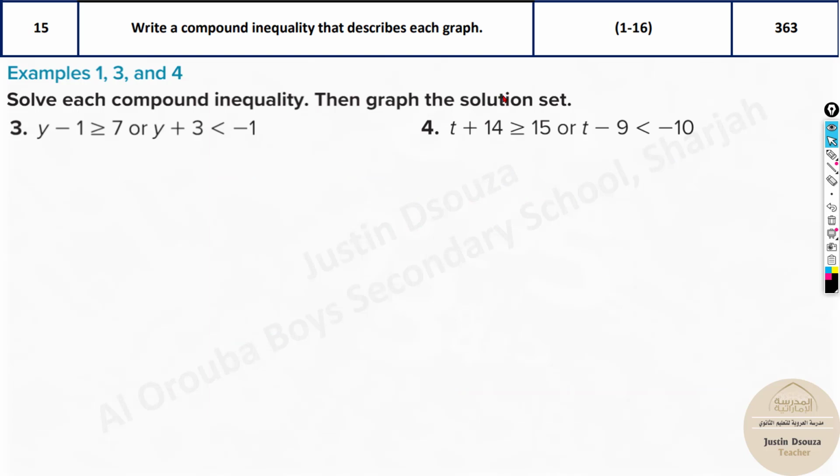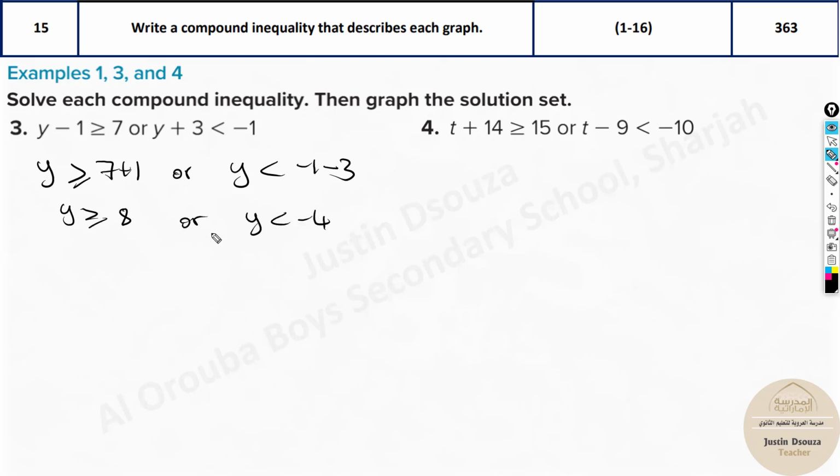Now let's go to the OR problems. Same thing, just solve them quickly, like how you are doing it. Y will be greater than or equal to 7 plus 1, or here y will be less than minus 1 minus 3. So y is greater than or equal to 8, or y is less than minus 4.